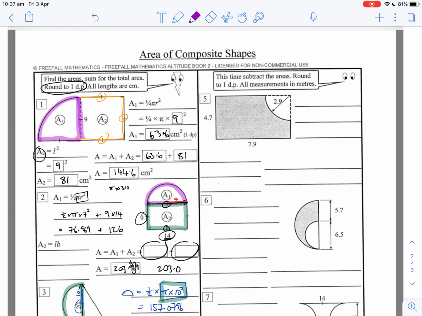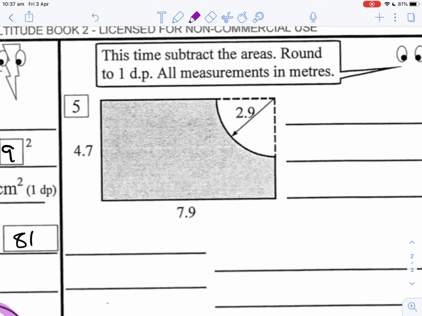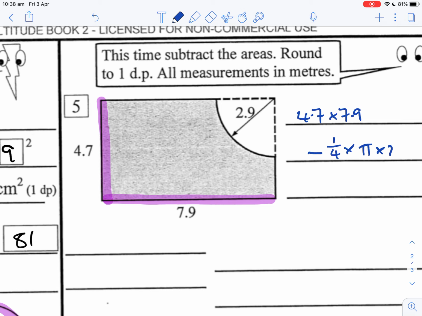Here we've got the same sort of concept. So we're going to have the area of our rectangle, base times height, or base times length. It doesn't matter which way around you write that, but basically you'll have your 4.7 times your 7.9 to get your rectangle. And then you're going to take away that quarter of a circle. So take away 1/4 times the full circle, which would be pi times your radius, which they've told us is 2.9 squared. So you put all that into your calculator and you get the answer.